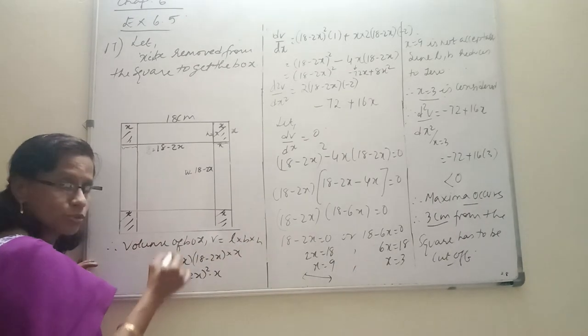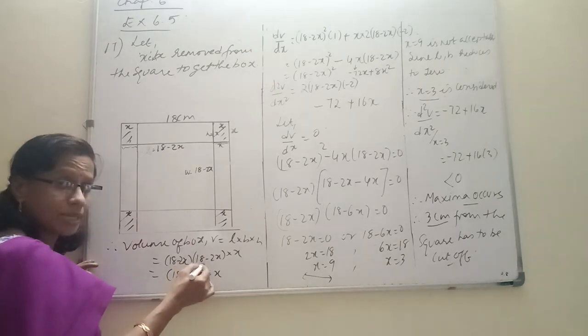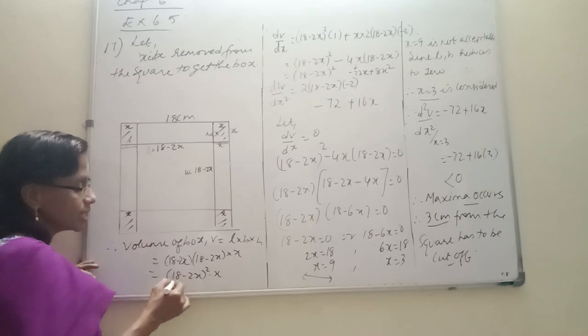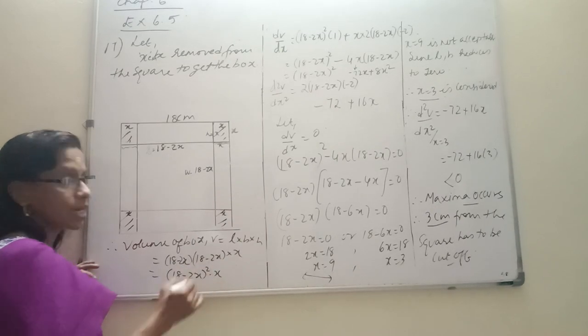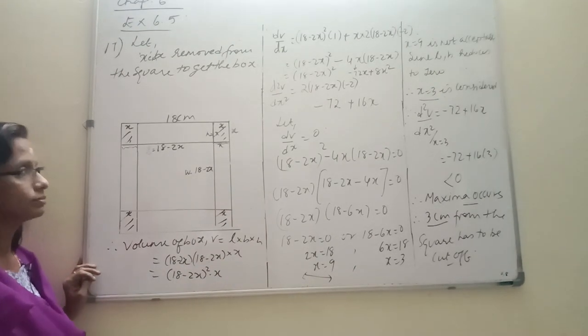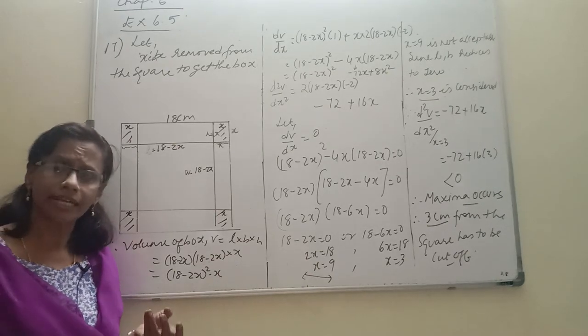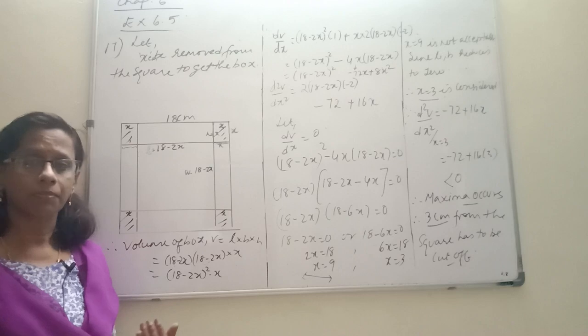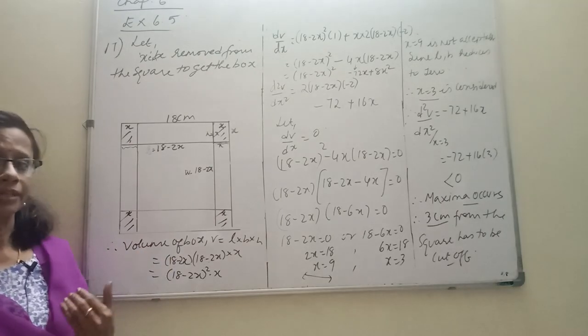Length is 18 minus 2x, we just saw. Width is 18 minus 2x because it's a square, and height is x. So we get 18 minus 2x the whole square times x. As we know, we have to get the second derivative, the first derivative. First derivative made 0 to get the critical point, and then check at what point there can be a maximum.